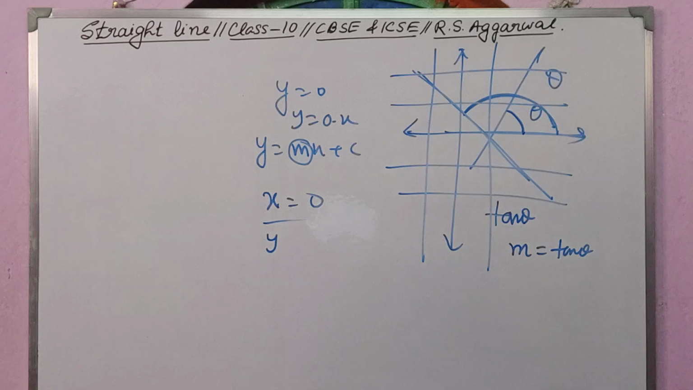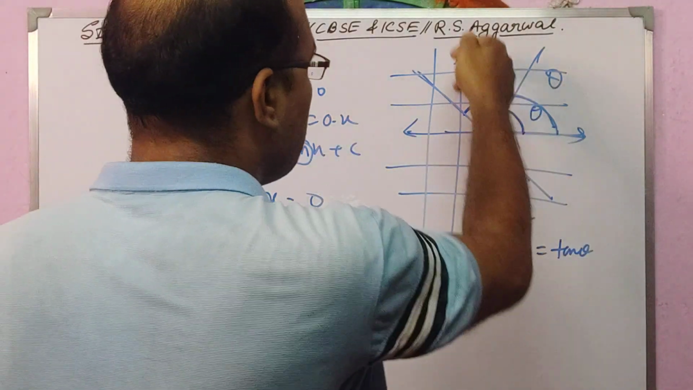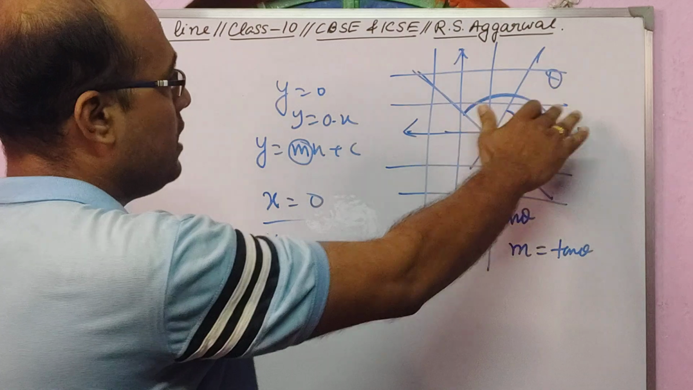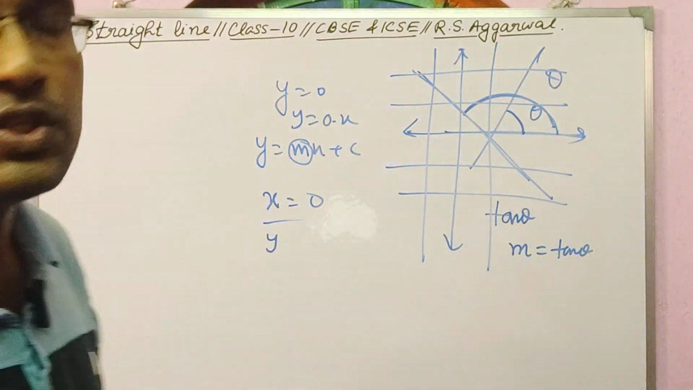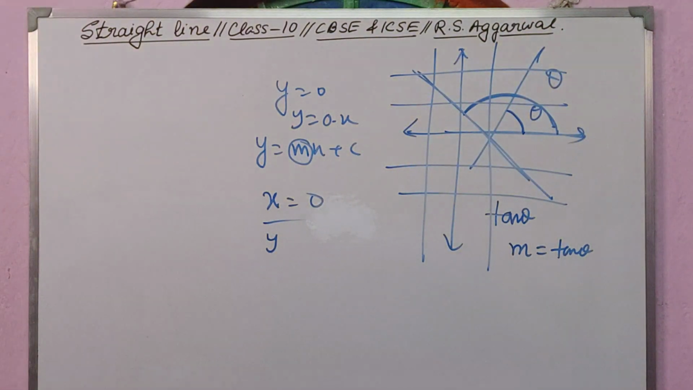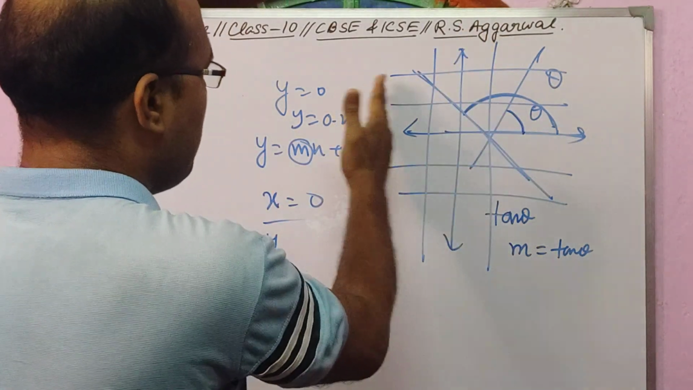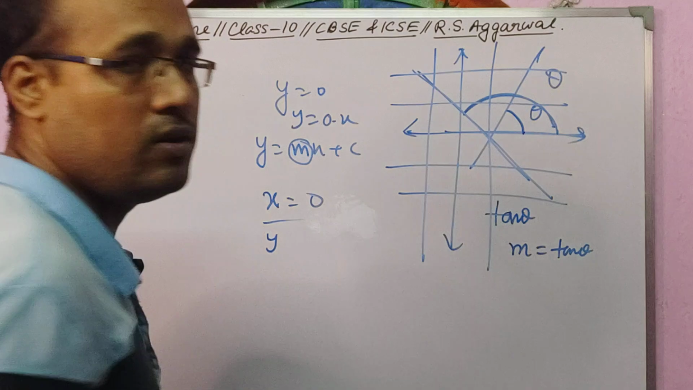Remember, the equation of the x-axis is y is equal to 0, and the equation of the y-axis is x is equal to 0. Any line parallel to the x-axis is y is equal to a, or y is equal to b. Okay. When y is equal to positive 2, then it is on this side, and minus 5 on this side, this is the origin.